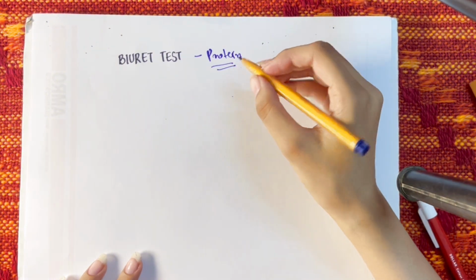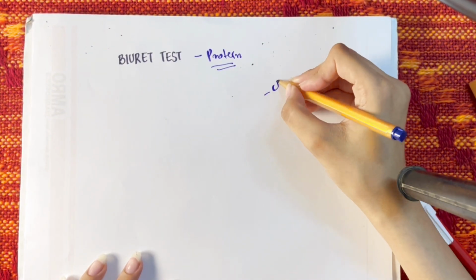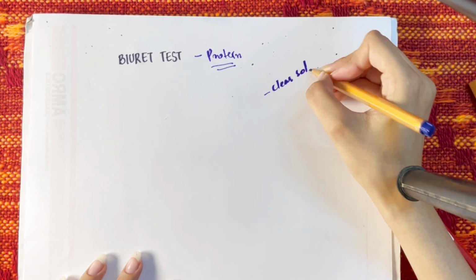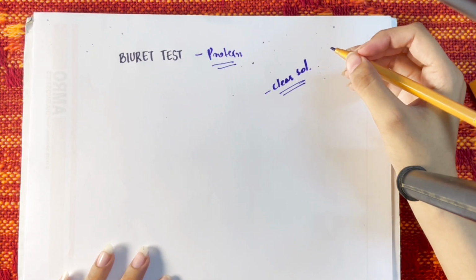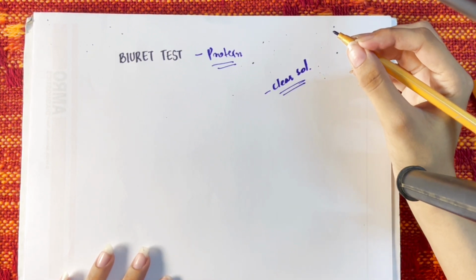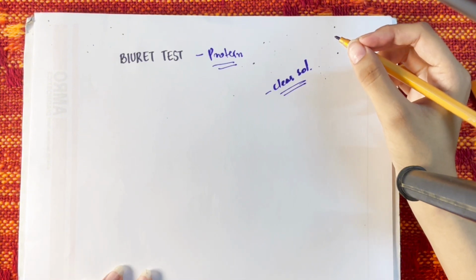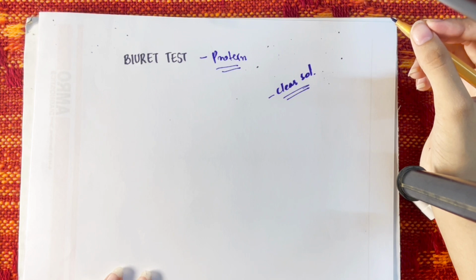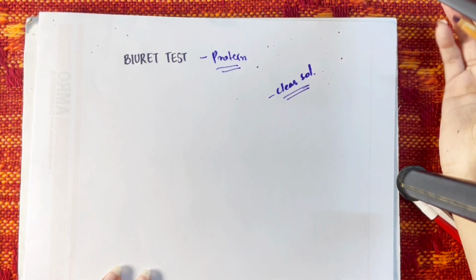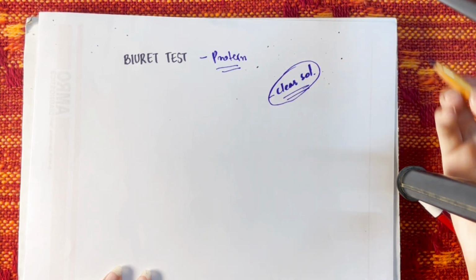But what is special in this test is that we say that the solution is a clear solution. We do not use the term transparent or translucent. We use the proper biological term, the clear solution, which is mentioned in your syllabus. Please don't write in your exams that it is a transparent or a translucent solution. We call it a clear solution, which is the proper term mentioned in your syllabus.